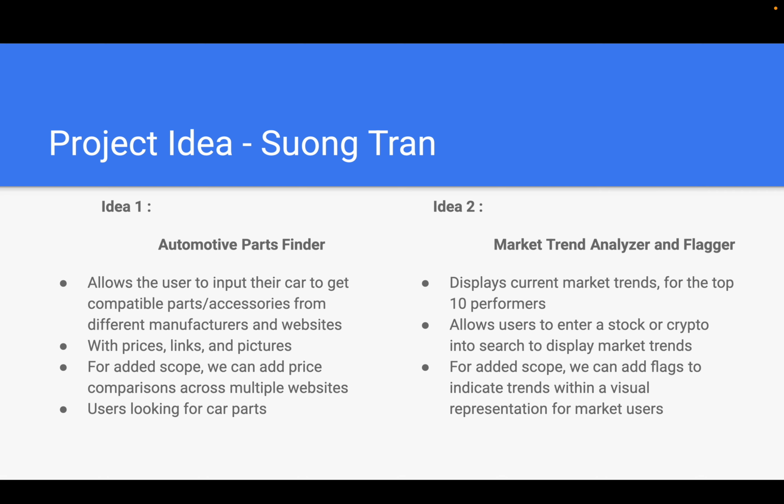My second idea was a market trend analyzer or flagger, made to display current market trends for the top performers, and allow users to search their own stock or crypto to display their market trends. For added scope, we can add multiple different flags to indicate trends with visual representation for users looking to learn market trading.